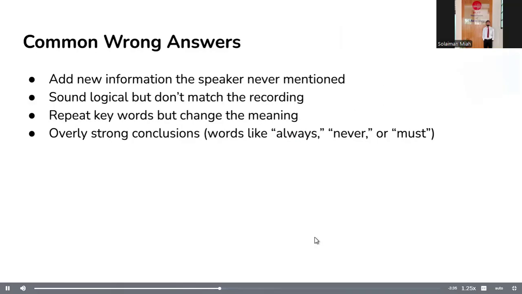Let's take a look at some of the common types of wrong answers. A lot like other question types, the wrong answers to inference questions often look tempting because they sound logical, but they just don't match the recording perfectly. Some choices add new information the speaker never mentioned, while others repeat key words but change the meaning slightly. You'll also see answers that are too strong, using words like always, never, or must, even when the speaker only hinted at something. These patterns are helpful to recognize so you don't choose an answer that goes beyond the audio.